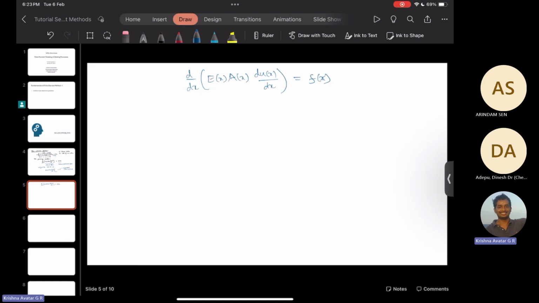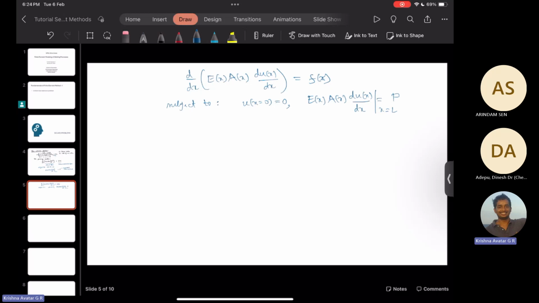And it was subject to the conditions that u(x) at x equal to 0 is 0, and E(x) A(x) du/dx at x equal to L is P. Now let's start systematically to build up the FEM methodology here.